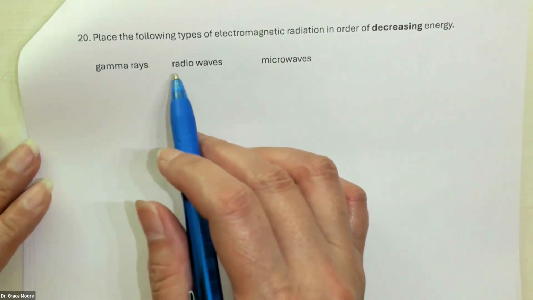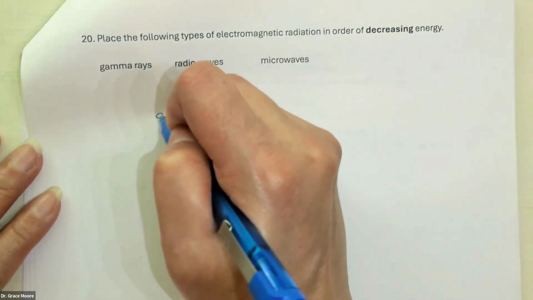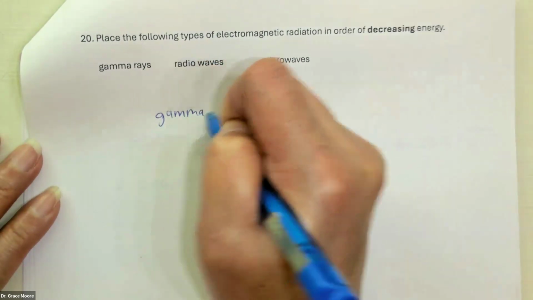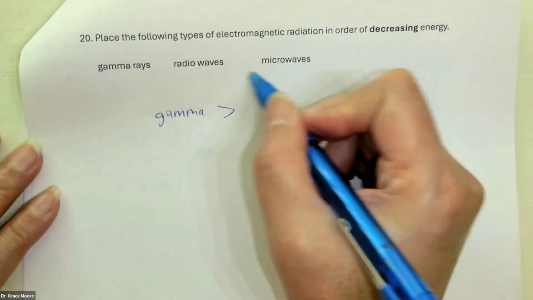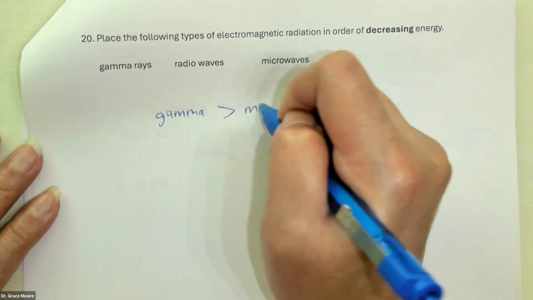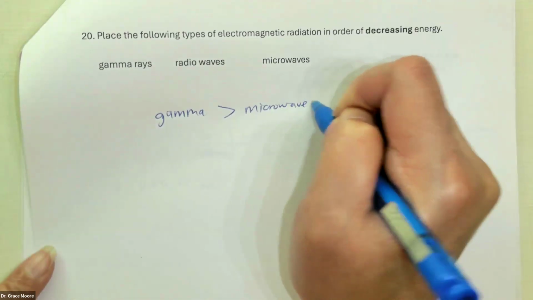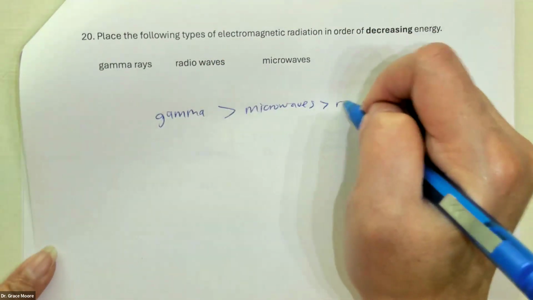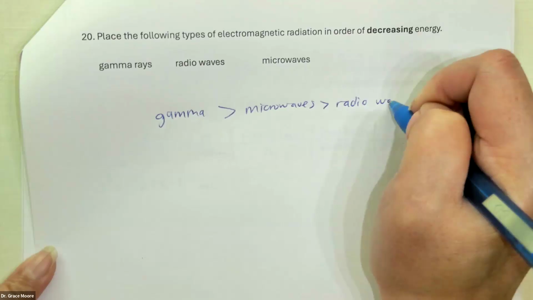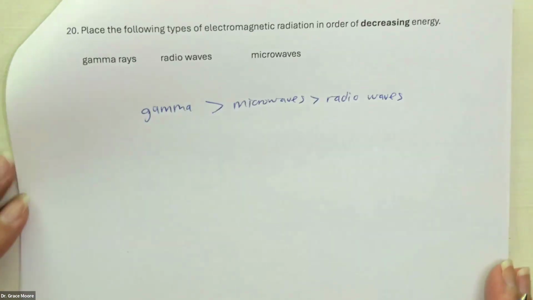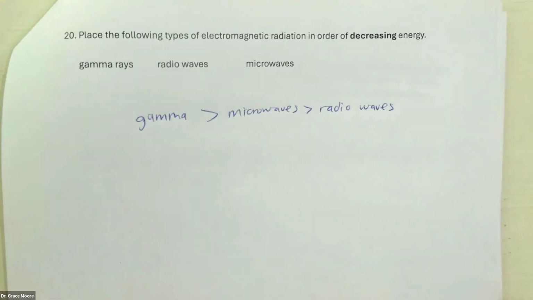And then on here, gamma ray is the strongest. So gamma ray goes first, highest energy. And then the next one is microwave. And then on the next one here is radio waves. So make sure you memorize the electromagnetic spectrum.